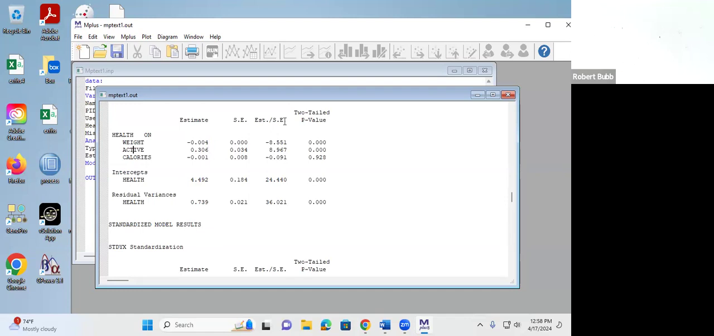Your estimate divided by your standard error here is what? Your T statistic, that's right. So you need to report your T statistic, and you're going to find it right there. This is your unstandardized coefficient, so this is going to be your B value.